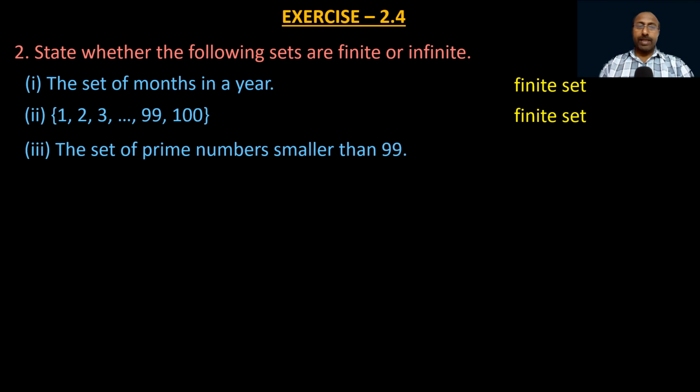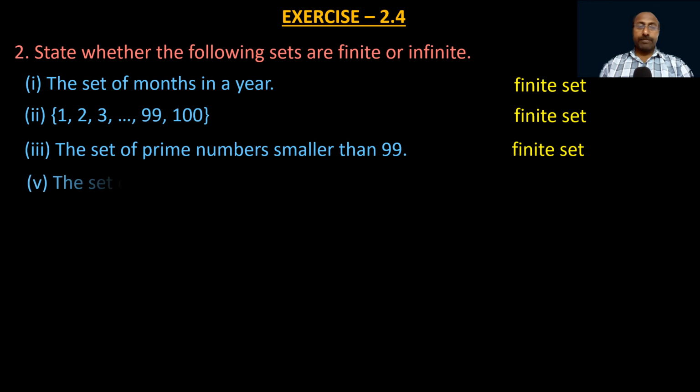Third one, the set of prime numbers smaller than 99. So clearly we have 25 prime numbers which are smaller than 99, isn't it? The number of prime numbers between 1 to 100 are 25. So 99 is a composite number, 100 is also a composite number. So the prime numbers which are less than 99 are 25. So this set is also a finite set.